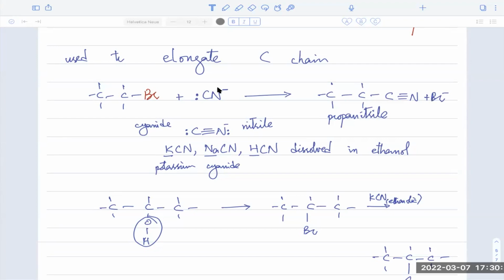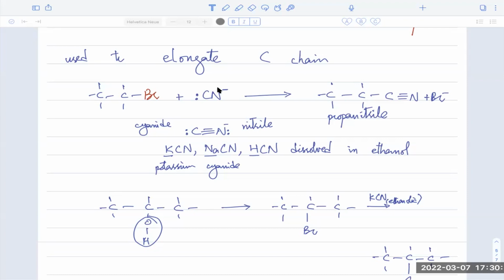This C triple bond N has two further reactions, which I will go over now. You have propane nitrile formed, and what has happened is that you started with ethyl bromide, or bromoethane, but now you're ending up with propane nitrile. So the key difference here is that you have created a chain of 3 carbons, starting with a compound with just 2 carbons. This is a useful thing whenever you want to elongate the chain.